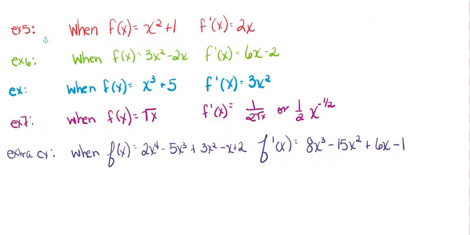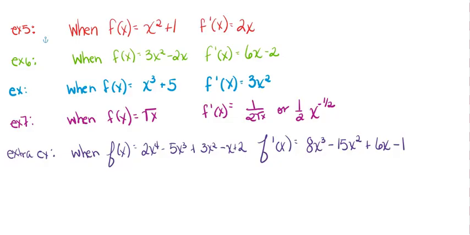Okay, so what I did is I wrote up the solutions to all of our examples, and then I wrote an extra example up here. So the red one, when f of x equals x squared plus 1, the derivative, or f prime of x, is 2x. The green, when f of x is 3x squared minus 2x, f prime of x is 6x minus 2. Blue, when f of x equals x to the third plus 5, f prime of x is 3x squared.